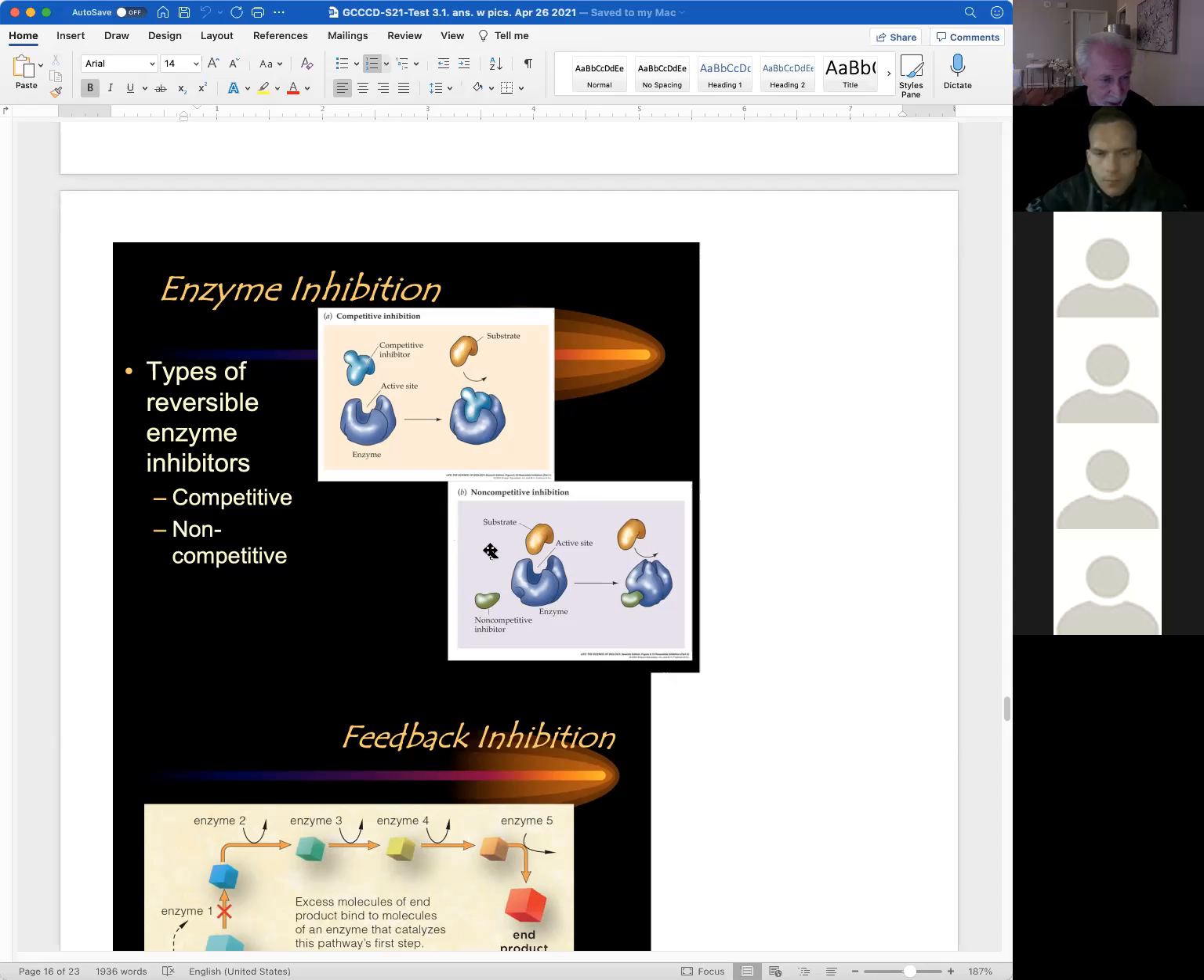A non-competitive inhibitor doesn't compete with the substrate for the active site. It has a different site. And when it binds to that site, it changes the shape of the active site. So now the substrate doesn't fit at all. So again, if there's a high concentration of this inhibitor, then most of the active sites are going to be closed and there'll be very little enzymatic reaction.